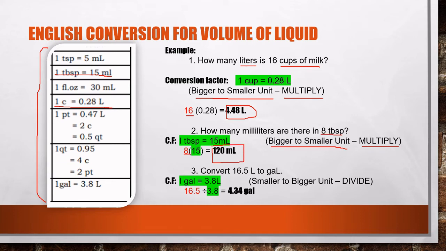Next, number 3. Convert 16.5 liters to gallon. So, that is smaller to bigger unit. We're going to divide. 1 gallon is equivalent to 3.8 liters. So, the given will be divided by 3.8. So, 16.5 divided by 3.8 is equal to 4.34 gallons. So, this will be your answer. Okay?